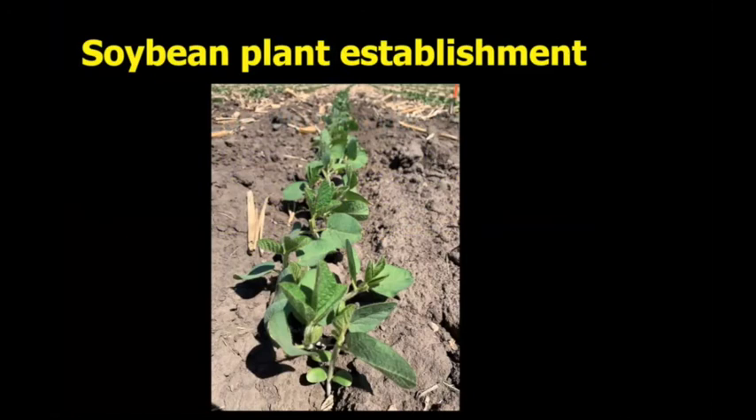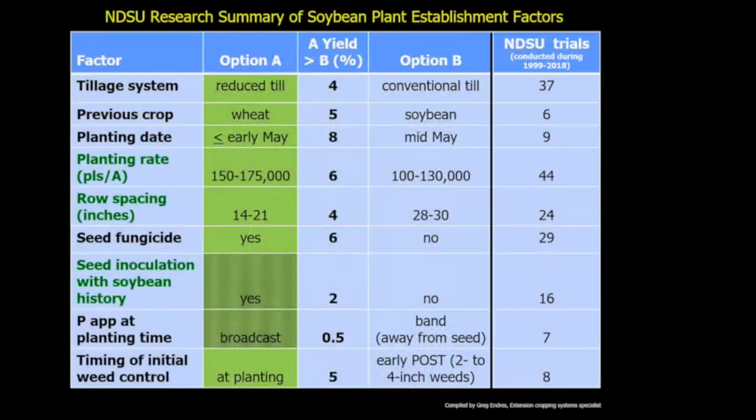All right, so we'll begin with soybean plant establishment. So many of you may have seen this table that I presented in prior presentations, but I thought it was important to share it again. And what this is, is a compilation of 9 soybean plant establishment factors. And there's 2 options, option A and option B. I would like you to be in the option A column because of the yield advantages that are shown.